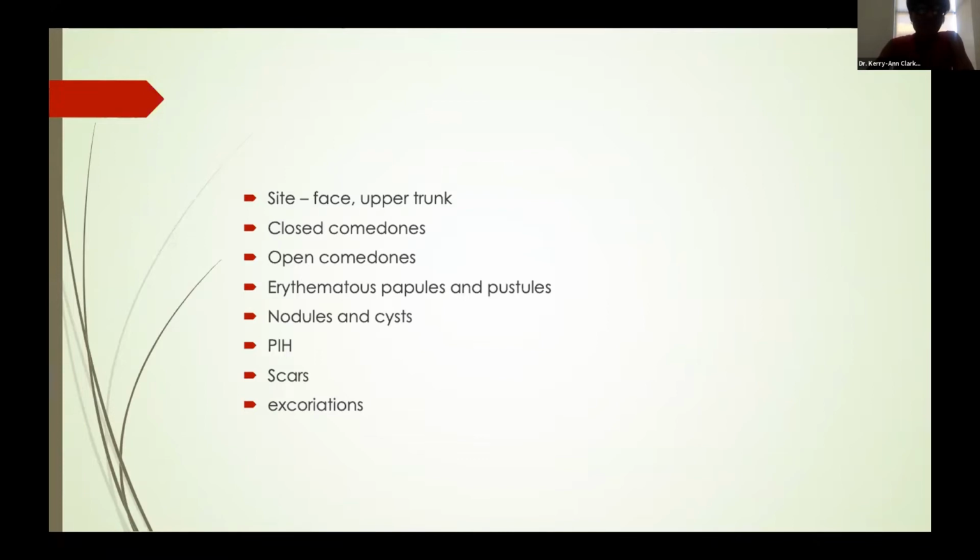They're also going to have erythematous papules and pustules. Patients would have nodules and cysts. And they will have excoriations. Most people think that they can remove the acne, so they'll go ahead and do so during the course of the illness.